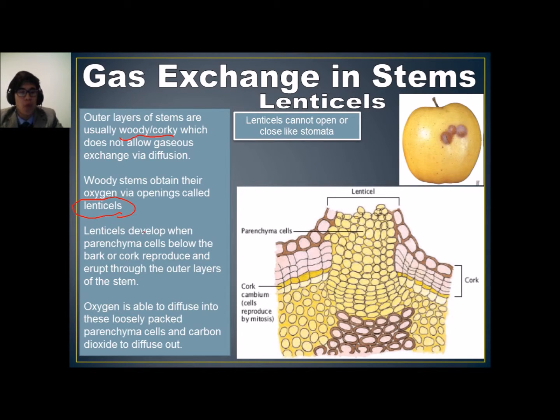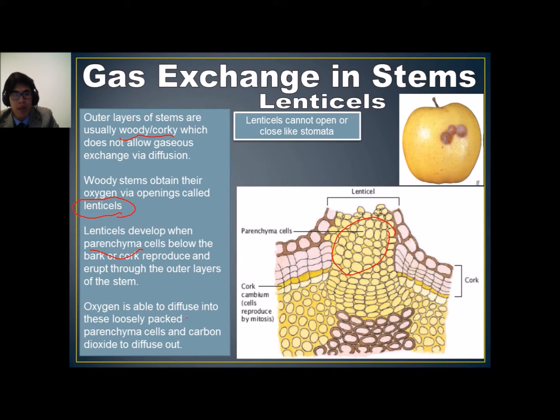Lenticels develop when parenchyma cells below the cork cambium reproduce and erupt through the outer layers of the cell. So these are parenchyma cells here, and it's when this cork cell, so imagine if you think of a tree, it's got that cork or bark kind of woody outer layer, and you can't really diffuse through that, so therefore these cork cells reproduce and then erupt, making a bit of a hole.